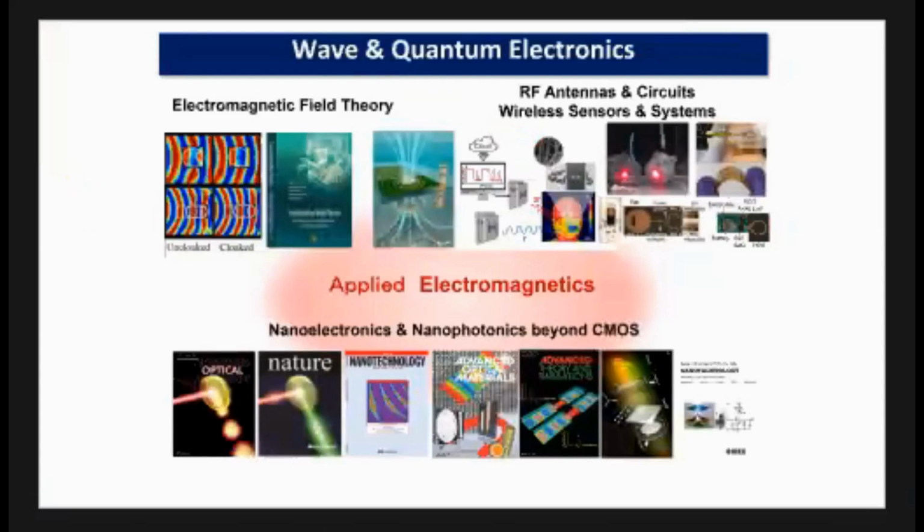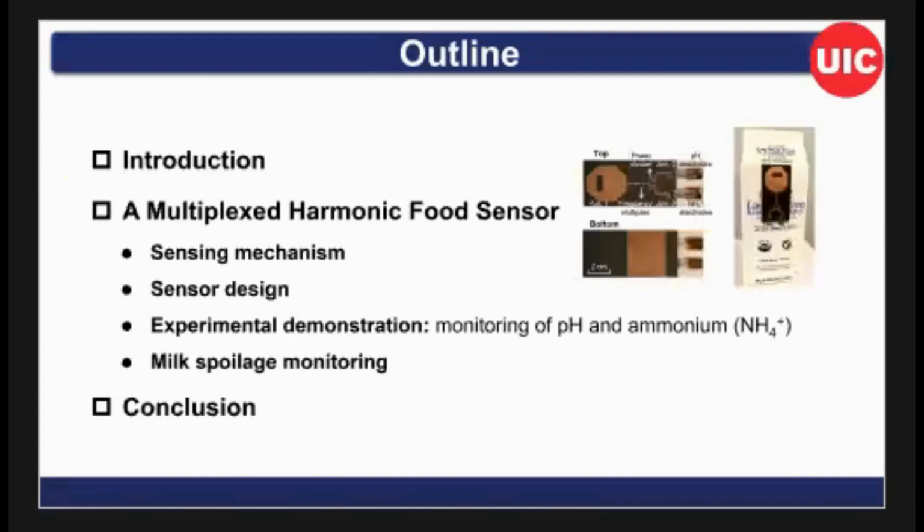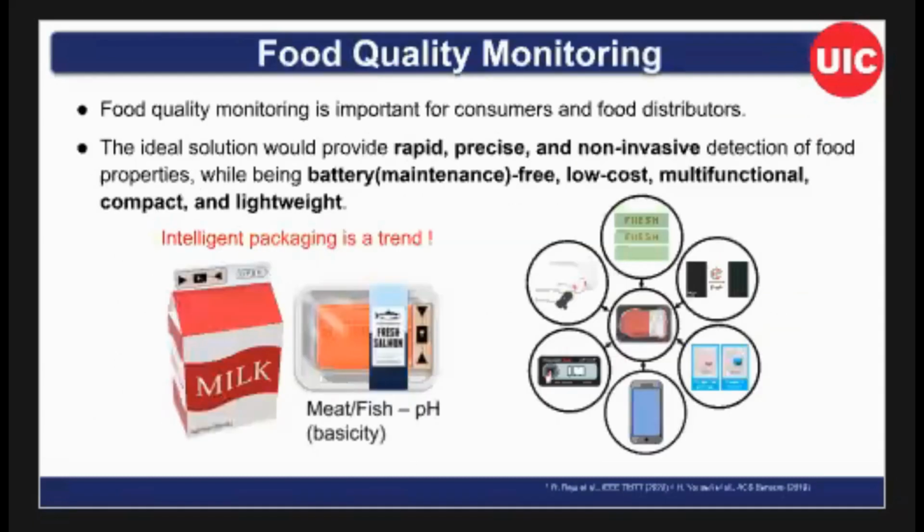My group really focuses on electromagnetic antennas and circuits for sensor applications and optical imaging and sensing. This is the outline of this talk. We will first have an introduction about food sensing and what is important. Then we propose a food sensor to monitor food quality and condition. We are going to monitor the pH value and also the concentration of ammonia. We use packaged food, milk, as an example, and finally I'll draw a conclusion.